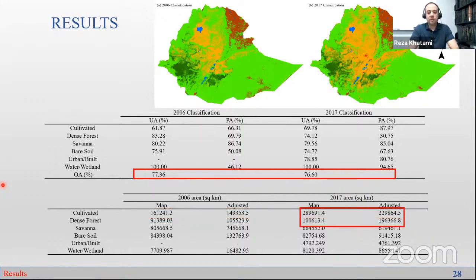Also note the difference between the area estimates from the map and adjusted based on classification error. You can see that the map has overestimated area of cultivated land in 2017 and has underestimated area of forest in 2017.